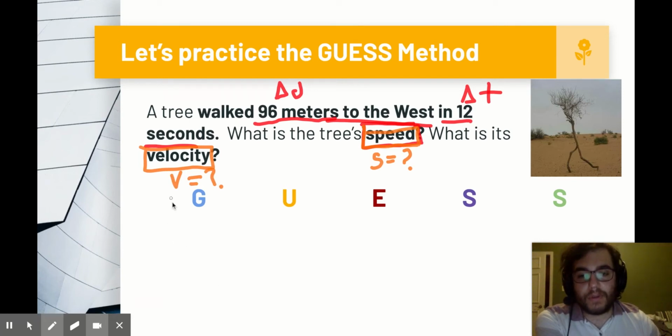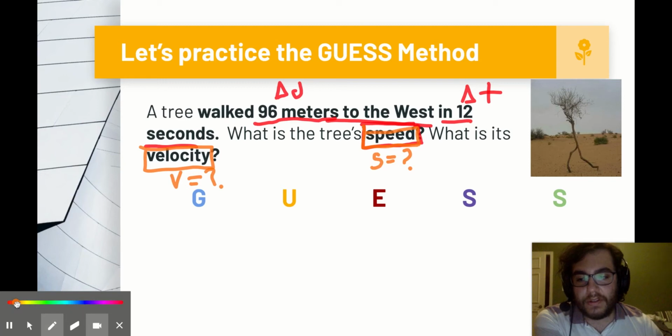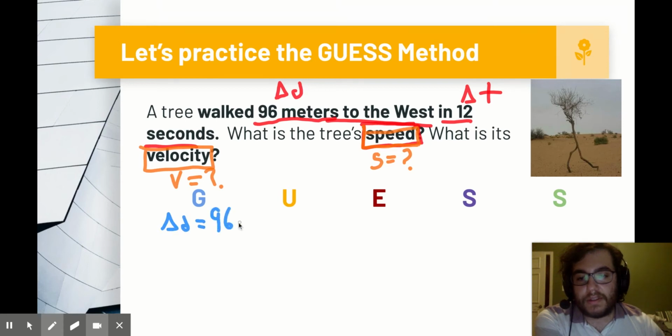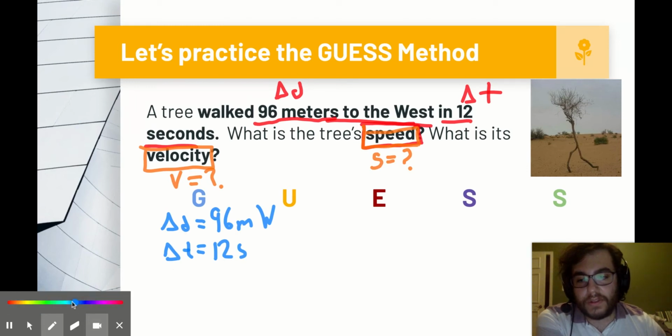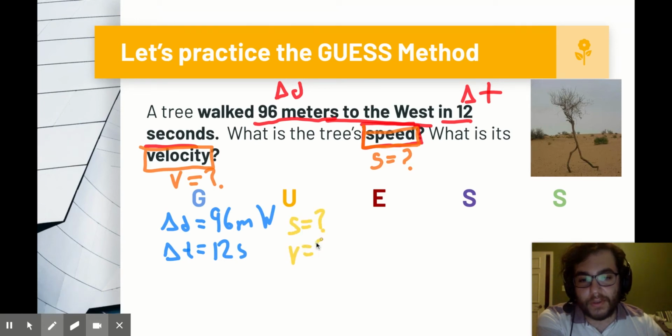All right. So we can come down here and write it under our GUESS. So G, delta d is equal to 96 meters. I'll just write west with the W. Delta t is equal to 12 seconds. That's all we're given. Our unknowns are speed, which is a question mark, and v. Oh, it's so close yet so far. It's almost worse this way. All right, these are unknowns.